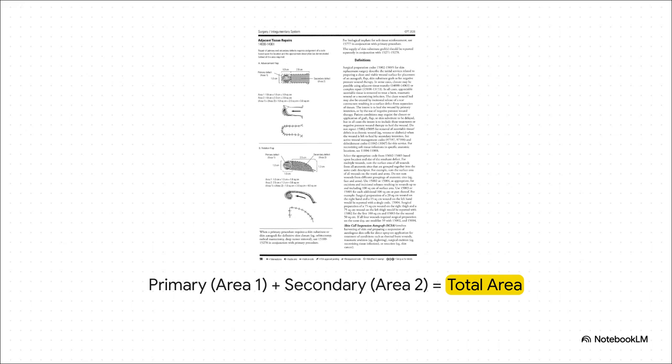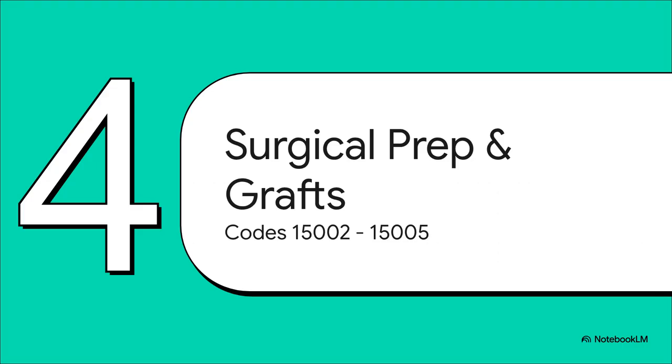But when the surgeon advances that flap, it leaves a gap behind it, the secondary defect, which is 1 by 2 centimeters, or 2 square centimeters. You literally just add them physically together. 1 plus 2 equals 3 square centimeters. That total combined area is the exact number you use to select your CPT code. Always do the math.